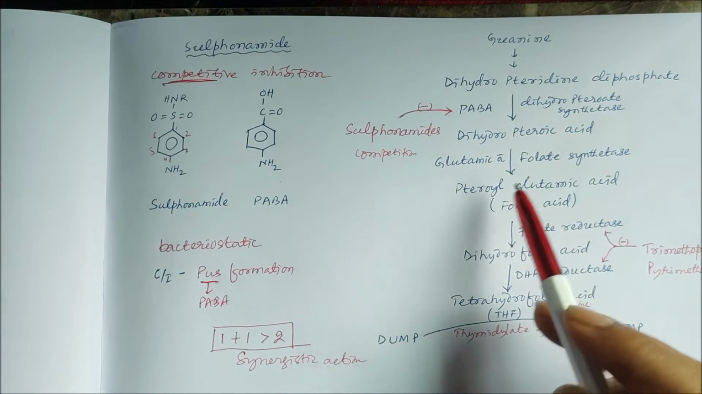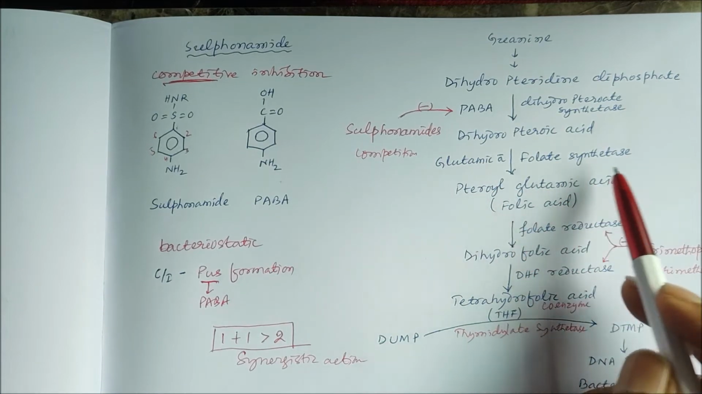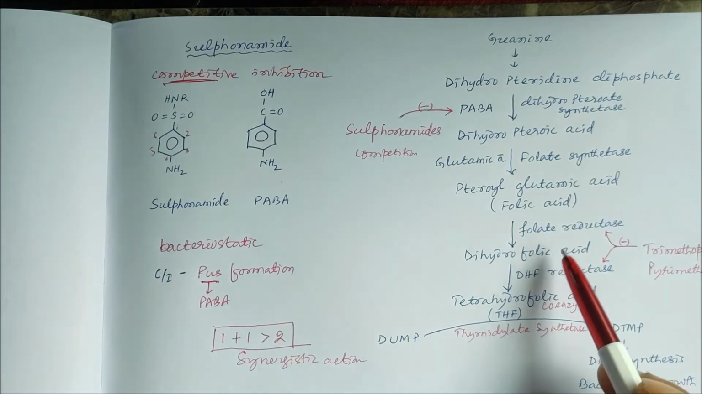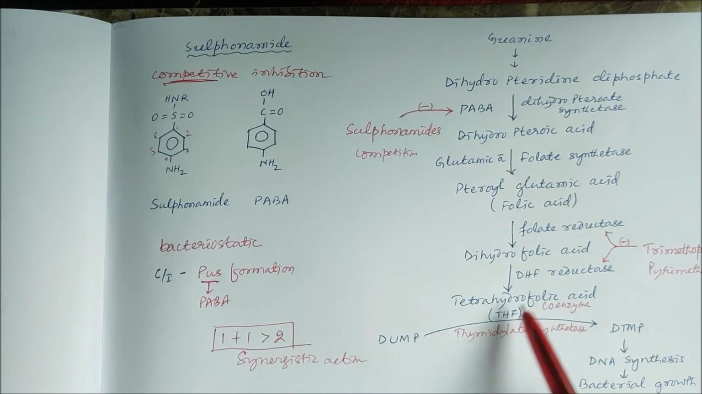Dihydropteroic acid, in the presence of glutamic acid and folate synthetase, forms pteroyl glutamic acid or folic acid, which on reduction forms dihydrofolic acid, which on further reduction forms tetrahydrofolic acid. Tetrahydrofolic acid acts as a coenzyme for the enzyme thymidylate synthetase, which is required for the conversion of deoxyuridine monophosphate to deoxythymidine monophosphate. Deoxythymidine monophosphate is required for DNA synthesis, and hence for bacterial growth.